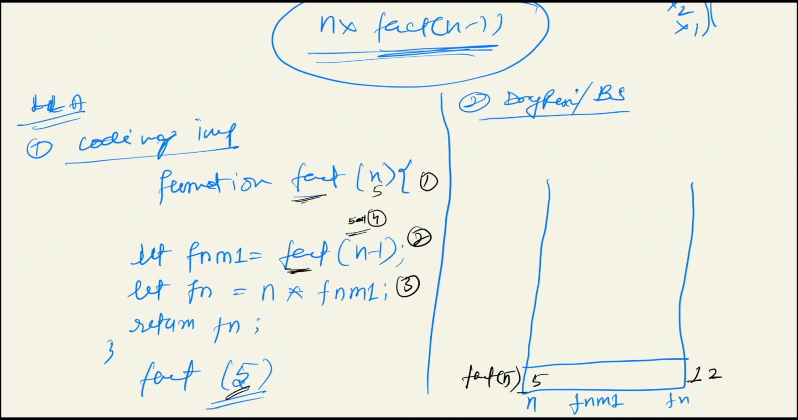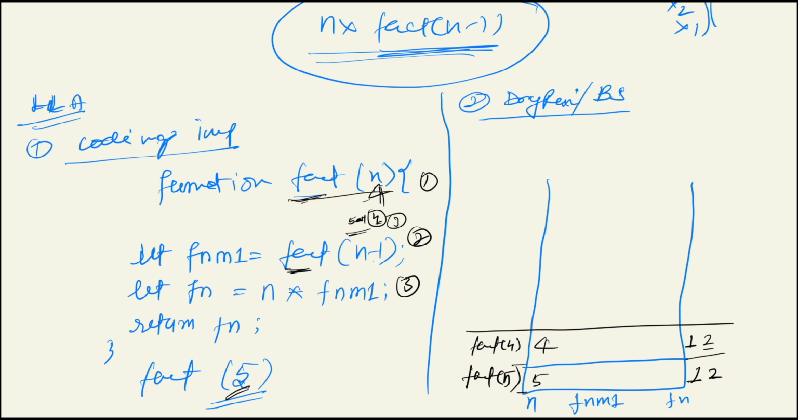So this will be fact of 4. So here we call fact of 4, right? And the value of n now will be 4. Then this is our first line of code, and then the second line of code will execute, and whenever the second line of code executes, the value of n minus 1, which was 4, will now be 3.